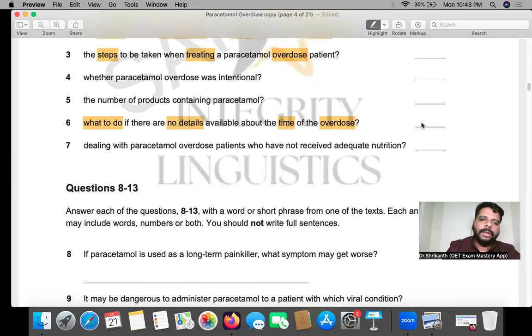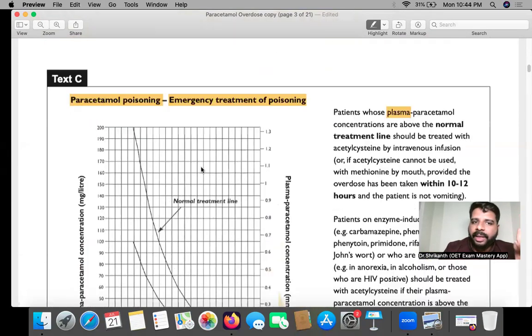Now, let's do the seventh question over here. What's the seventh question? Dealing with paracetamol overdose patients who have not received adequate nutrition. Okay, so over here we are talking about dealing with paracetamol overdose patients who have not received adequate nutrition, that is, they are malnourished. They have not taken much nutrition, and at the same time they are paracetamol overdose patients. So when we come across those types of patients, how should we deal with them? The answer is going to be either in text B or text C.